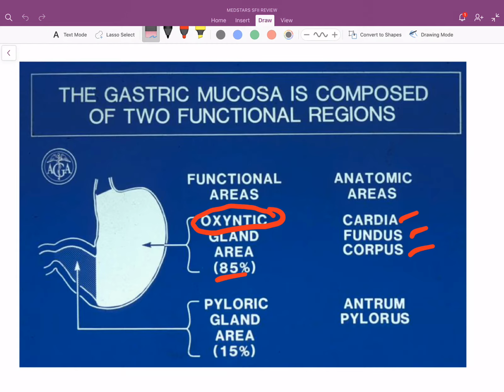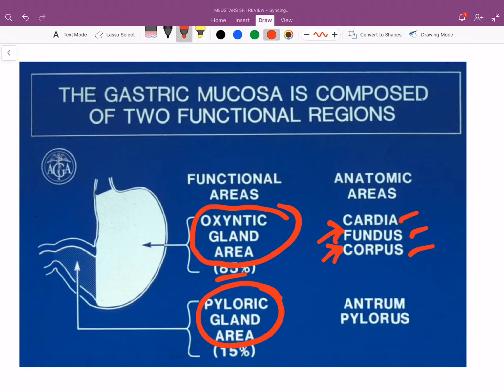Alright, so we have something called the oxyntic gland region. Whenever you hear oxyntic gland area, just think the parietal. This is where the acid happens, right? This is where your acid secretion takes place, because right there you have the body, the corpus, and the fundus, right?